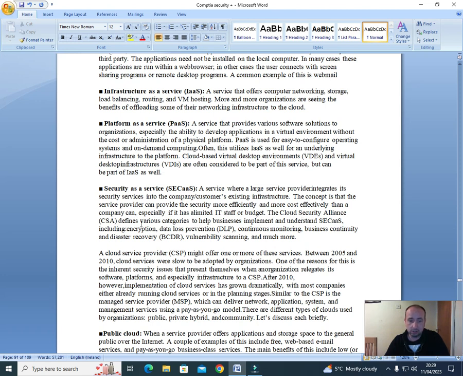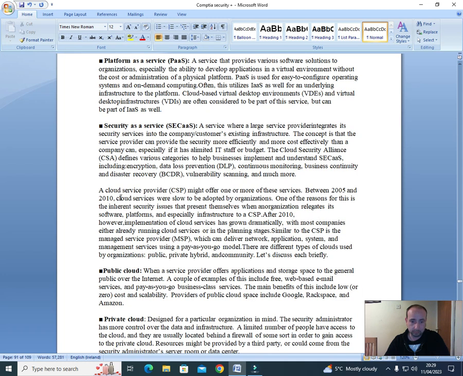The Cloud Security Alliance, CSA, defines various categories to help businesses implement and understand SECaaS, including encryption, data loss prevention, DLP, continuous monitoring, business continuity and disaster recovery, BCDR, vulnerability scanning and much more. A cloud service provider, CSP, might offer one or more of these services.